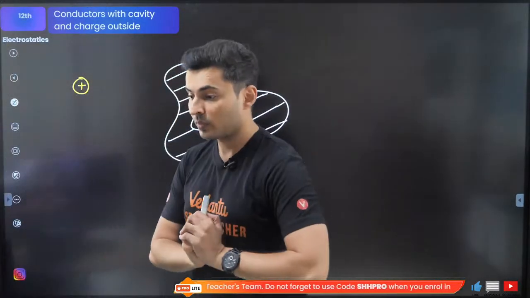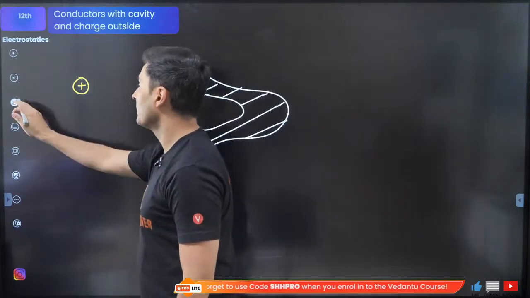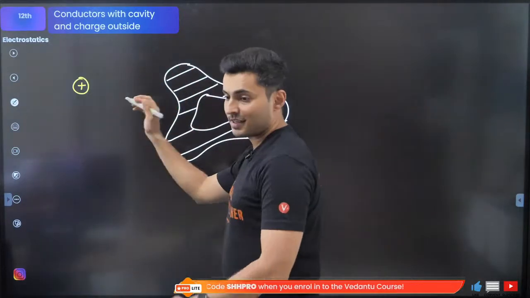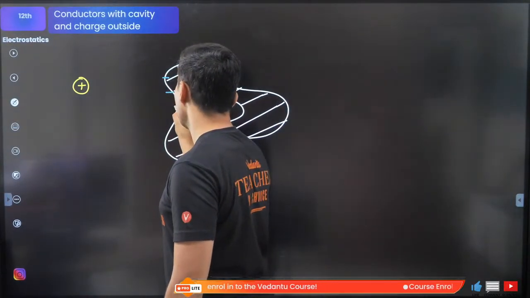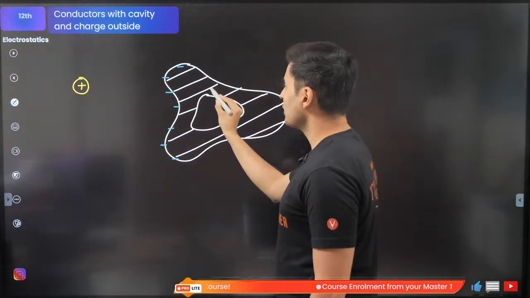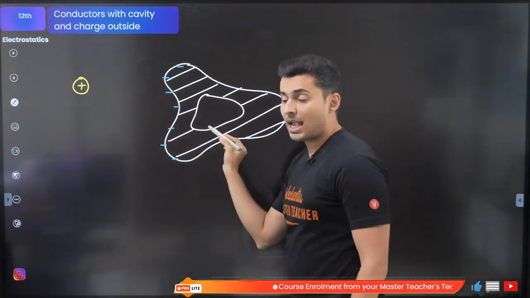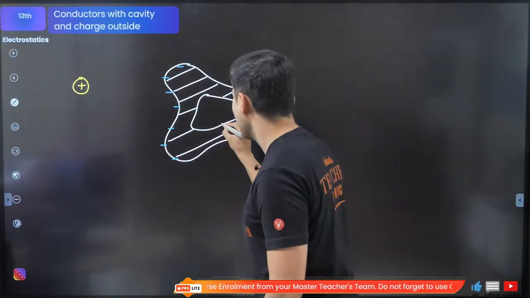What will this do? This charge will pull the electrons over here on this conductor. Yes, the negative electrons will come very close over here. You will see negative charges coming over here like this. Yeah, there will be negative charges over here. There is no charge in the cavity, right? So no charge will be induced on the inner surface. Very, very important.